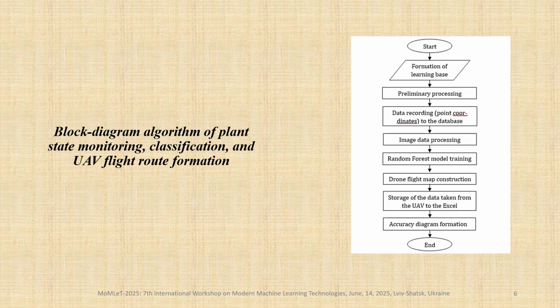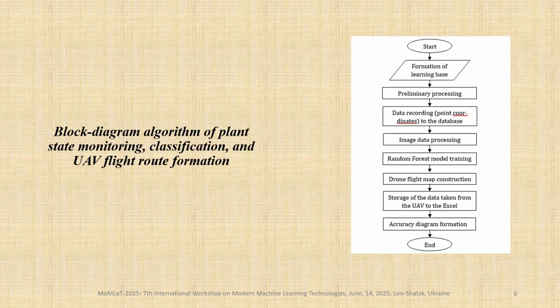Here is the algorithm workflow: a block diagram of plant state monitoring, classification, and flight route formation. First is the starting process and formation of the training datasets. A collection of flight images is employed, including samples of plant conditions related to typical disease symptoms and themes of nutrient deficiency. Then comes preprocessing, where images undergo normalization and resizing to prepare for analysis.